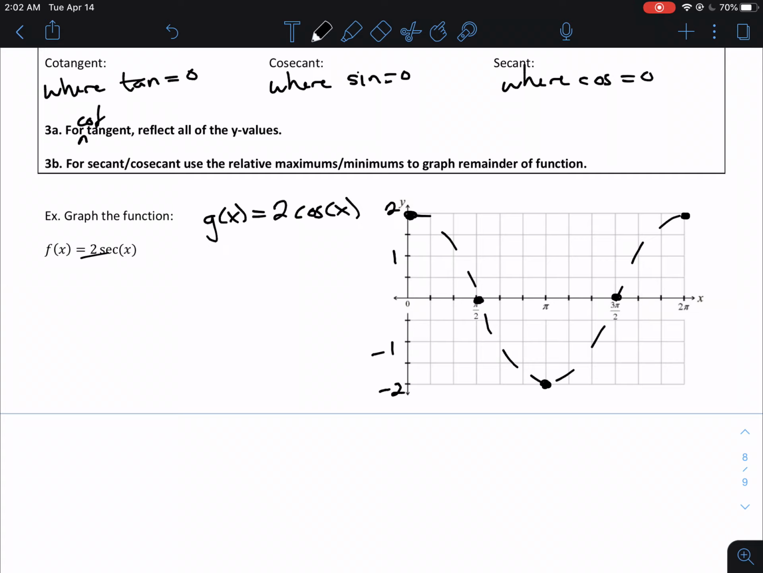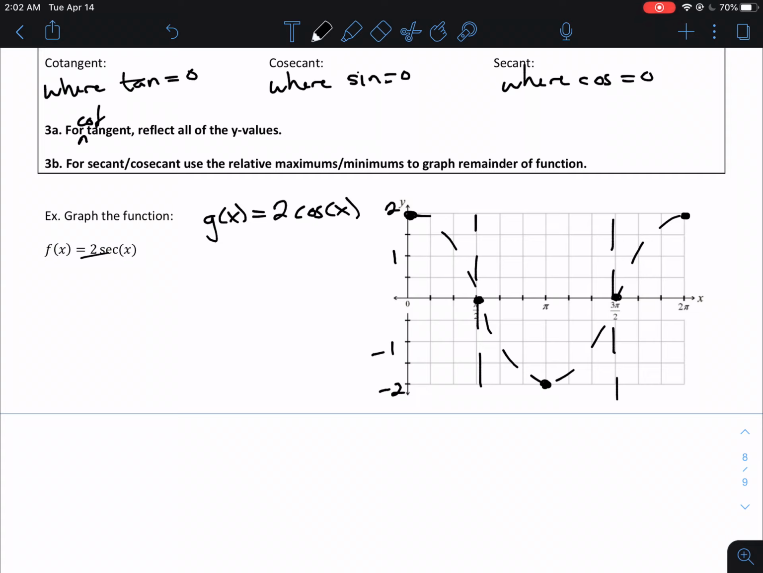So next thing to graph is going to be our asymptotes. What we're going to do is put asymptotes anywhere our graph would have been at 0. So there's going to be two asymptotes. One is going to be at pi over 2. One of them is going to be at 3 pi over 2.